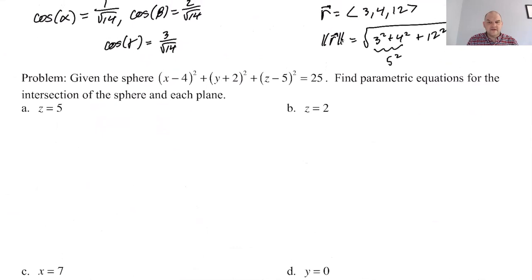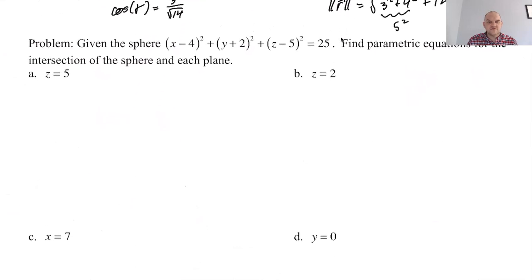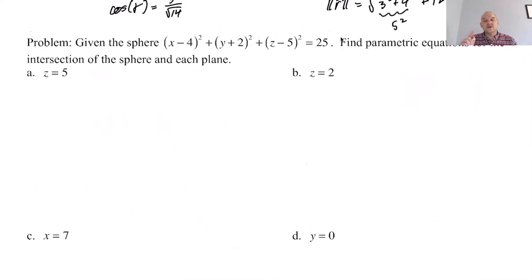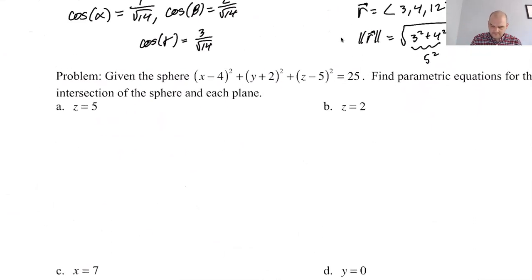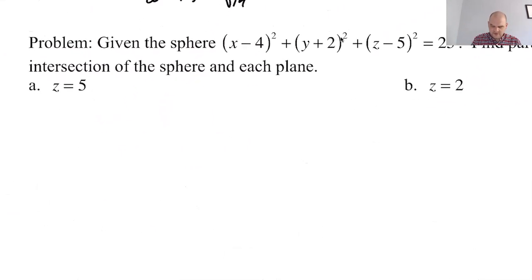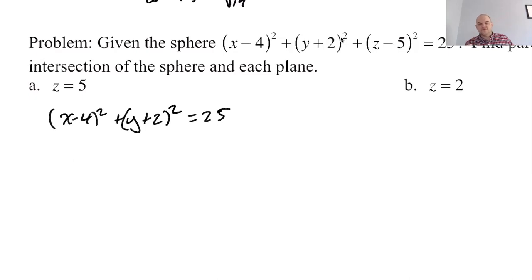All right. Given a sphere, we're going to find parametric equations of the intersection of the sphere and the plane. So this question says something weird, but all it's saying is find the trace. If I'm finding the trace, what I usually do is just substitute. If z equals 5, I just get (x minus 4) squared plus (y plus 2) squared equals 25, because 5 minus 5 goes away when I sub 5 for z. This is a circle with a radius of 5 that's centered at (4, negative 2).